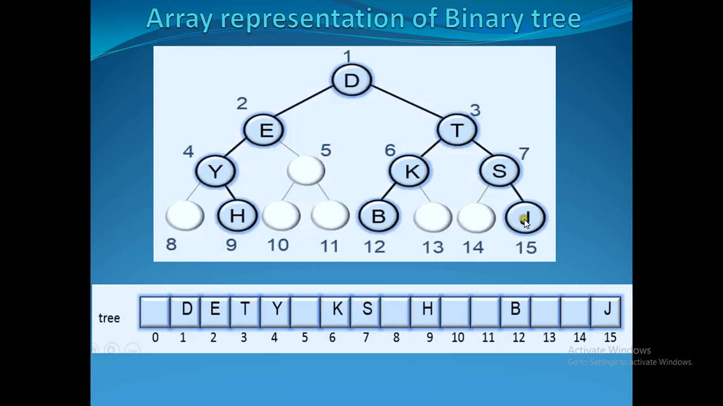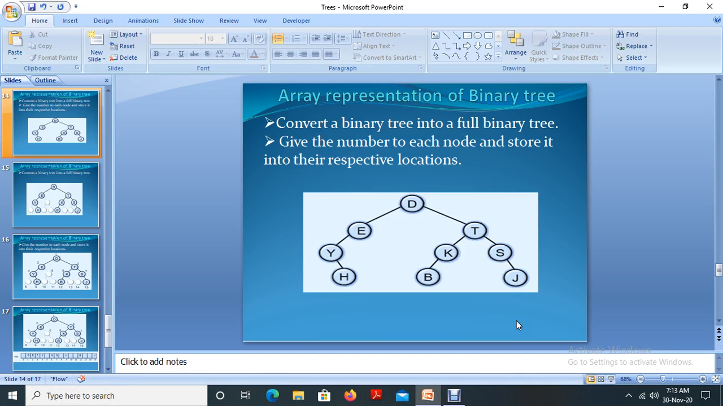respective index. So D will be stored in index 1 because we numbered D as 1. Then E will be stored in number 2. So E is in the second location, so second index. Then 5, we don't have any element there. So 5 will be kept empty. Likewise, 13 is an empty space, so 13 will be empty. And B is located at 12, so 12 will be filled with the element B. Likewise, this is a representation of a binary tree.